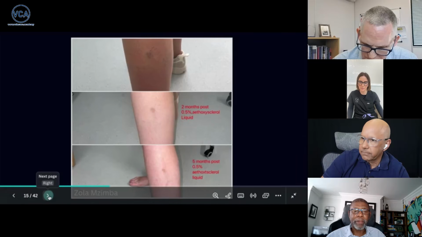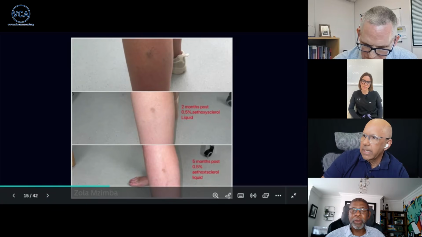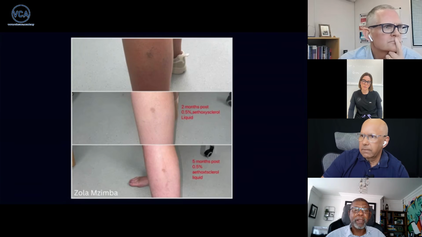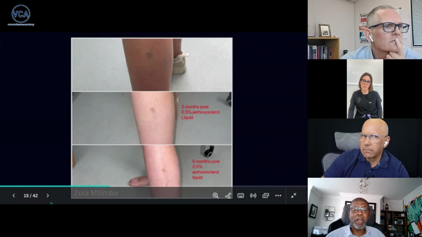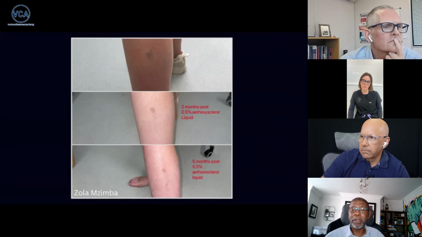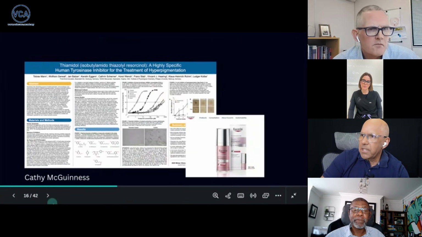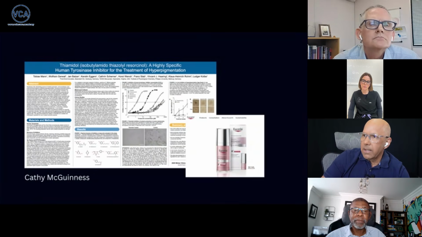I think certainly from the 2 month to the 5 month already, you can see that it is less prominent. So, reassuringly, over a relatively short time period. But again, I think one of the errors there was I was using 0.5% polidocanol. I should have reduced that. Right. This is the poster that Kathy has provided us with, thiamidol, which is a tyrosinase inhibitor.